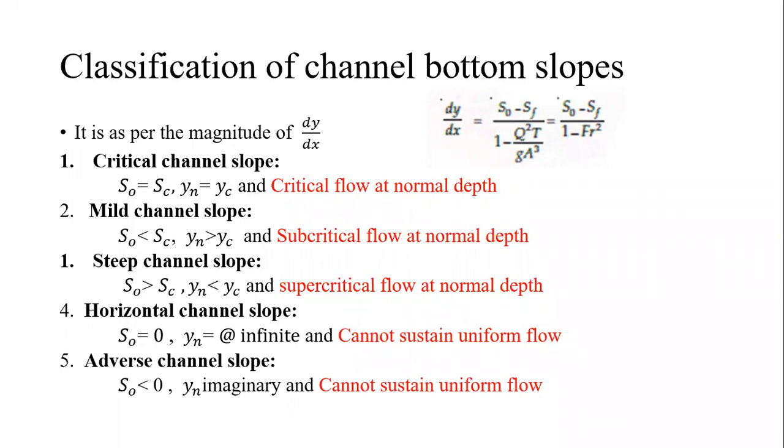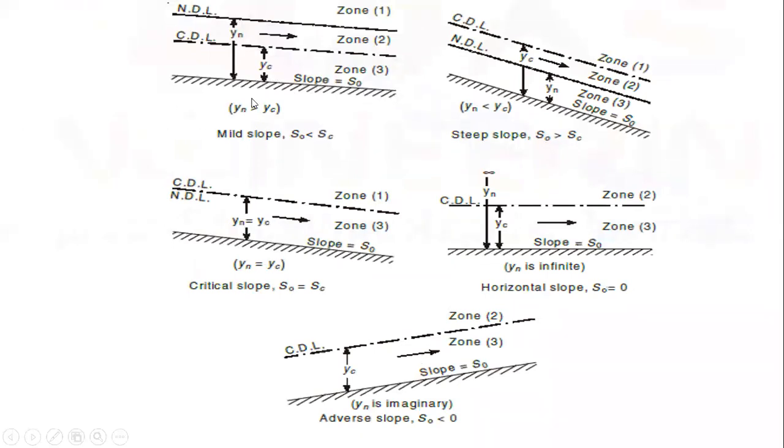Those are the classifications of the channels. We had seen those in detail in the previous class. This is the schematic sketch of all the channels. This is the mild one, this is the critical one. In mild we had seen all three zones or regions of the flow exist, where NDL and CDL are separate. Whereas in a steep slope, again three regions exist. For the critical, there exist only two zones, zone 1 and zone 3, where NDL and CDL are one and the same, they coincide with each other.